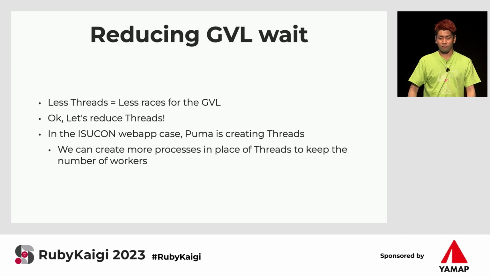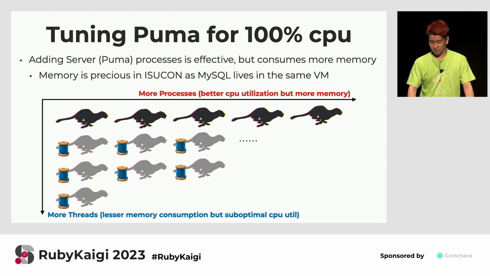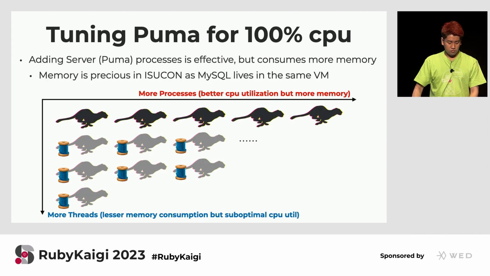Reducing threads, of course, means fewer workers, so less performance. But Puma supports multiple processes. So if we reduce threads, we can increase processes in place. In that way, we can keep the number of workers the same, retaining the same performance, in theory. So, tuning Puma for 100% CPU. Just as I said, adding server processes is effective, but of course, more processes means more memory.